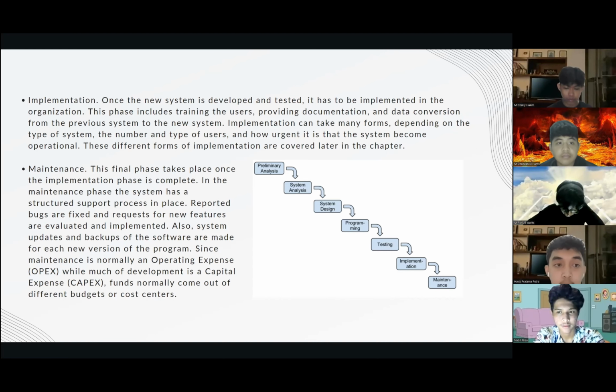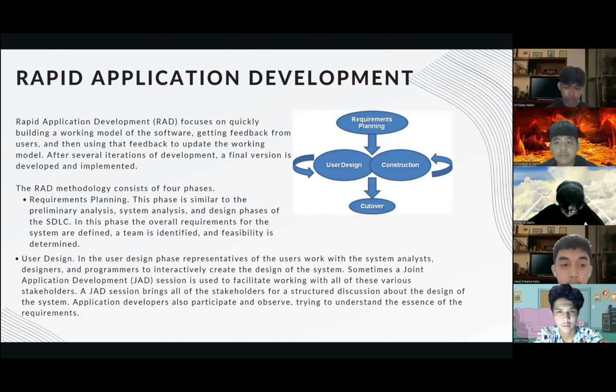The next is rapid application development. Rapid application development focuses on quickly building a working model of the software, getting feedback from users, and then using that feedback to update the working model. After several iterations of development, the final version is developed and implemented. The RAD methodology consists of 4 phases.